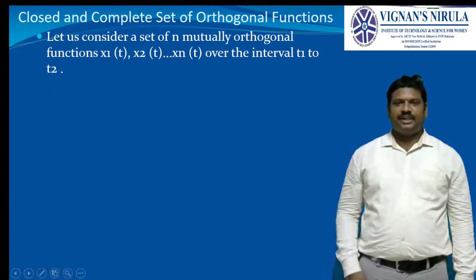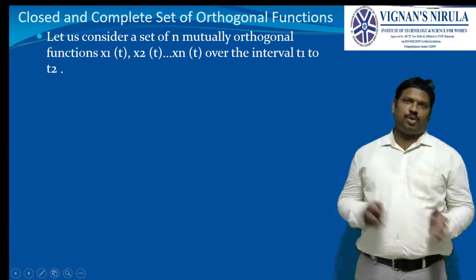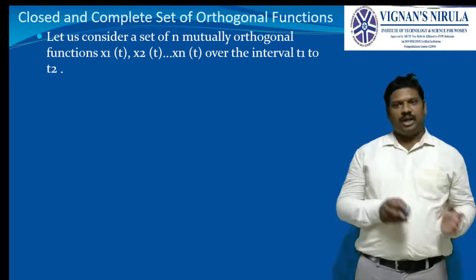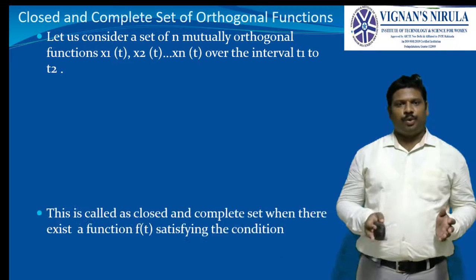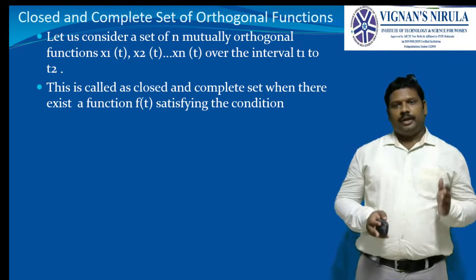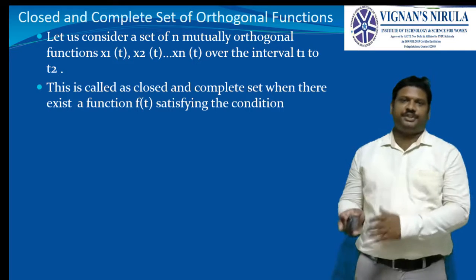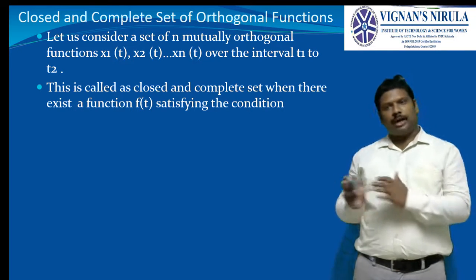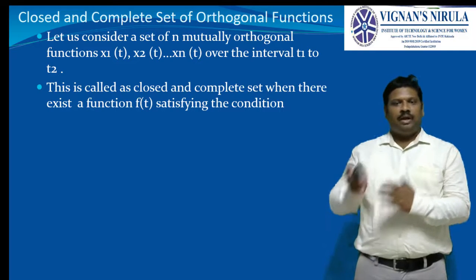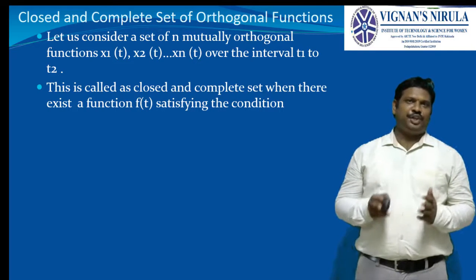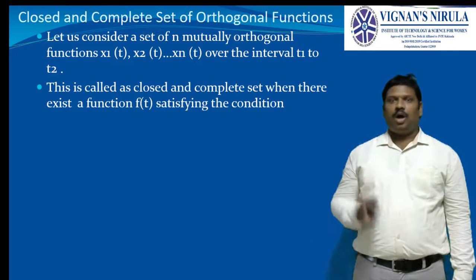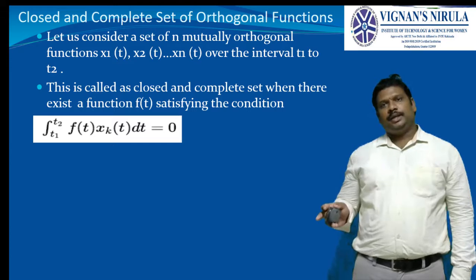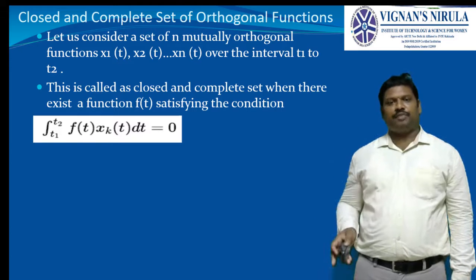Next topic is the closed or complete set of orthogonal functions. For that, let us consider a set of n mutually orthogonal functions like x1 of t, x2 of t and so on, xn of t over the interval t1 to t2. Now this particular orthogonal set is not a full-fledged orthogonal set. It will become a closed or complete set of orthogonal functions when our existing function f of t also satisfies the orthogonality. That means f of t should satisfy the orthogonality with the n number of functions.